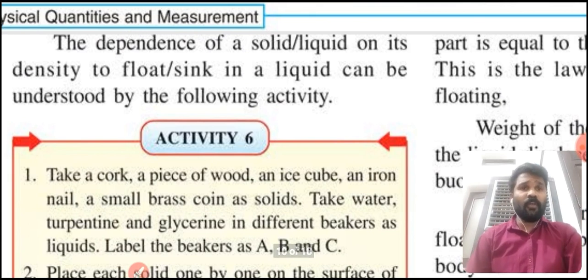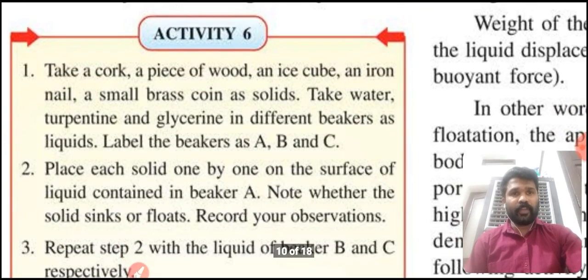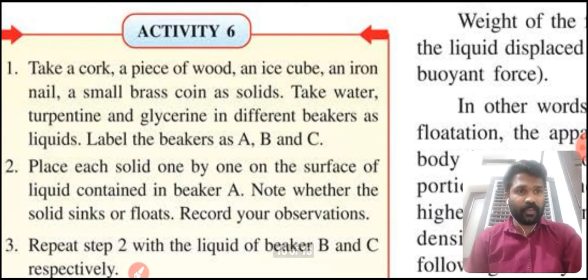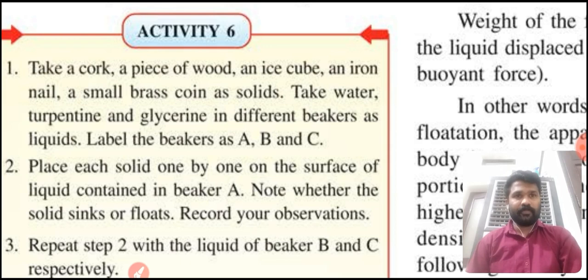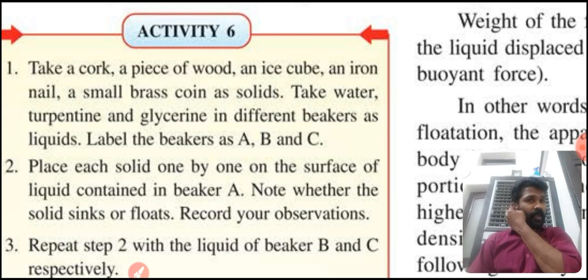The dependence of a solid or a liquid on its density to float or sink in a liquid can be understood by the following activity. Here is activity 6 we are going to observe. Take a cork and a piece of wood, an ice cube, an iron nail, a small brass coin as solids. Take 3 liquids, water, turpentine and glycerin, in different beakers as liquids.